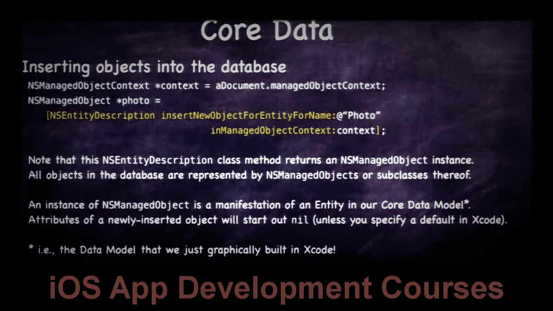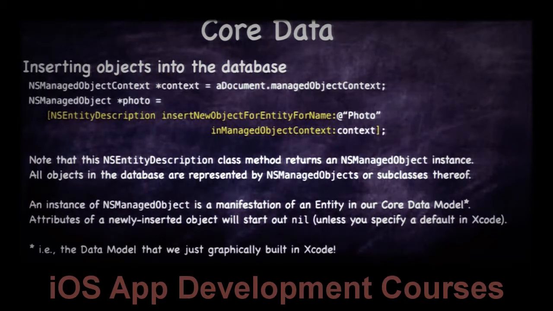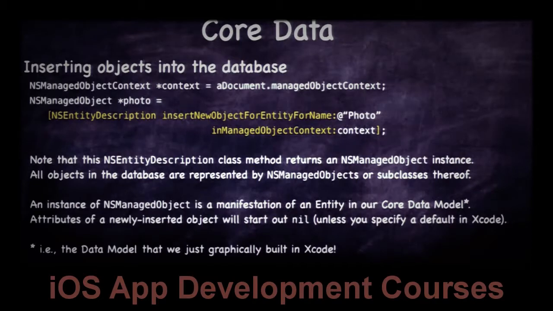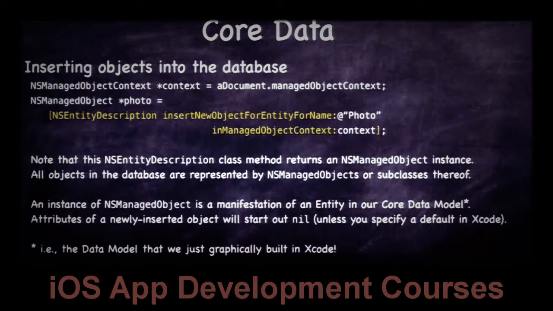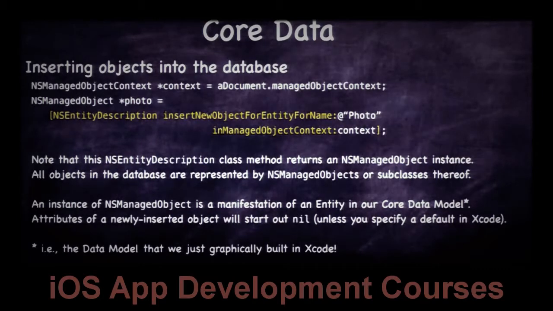And I told you that all the objects in the database are NSManagedObjects or subclasses thereof. And in fact, that's exactly what happens. So this is just going to make one for you and return it. It's going to be blank or empty. Now, that could mean that all of its attributes are nil, but we didn't see this in Xcode. But when you inspect a property in Xcode, you can actually specify a default value, and it'll have that value.